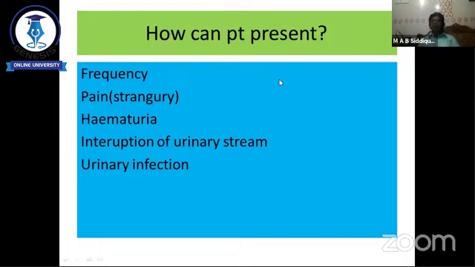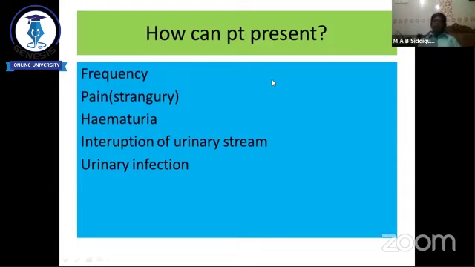How can the patient present? In case of bladder stone, the patient presents with frequency of micturition and pain or strangury, that is, severe pain at the end of micturition. In children, they pull their penis at the end of micturition, and this is the typical feature of bladder stone.